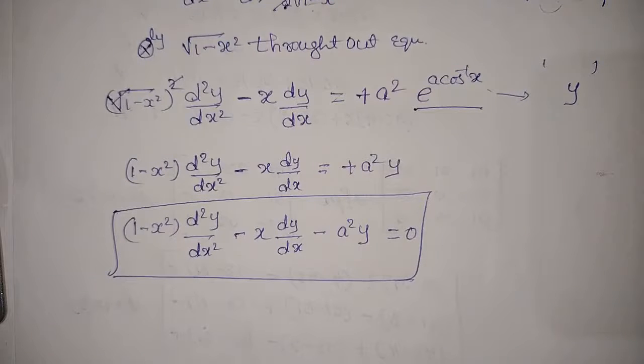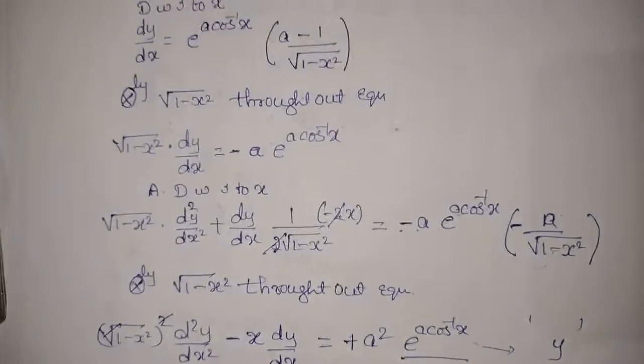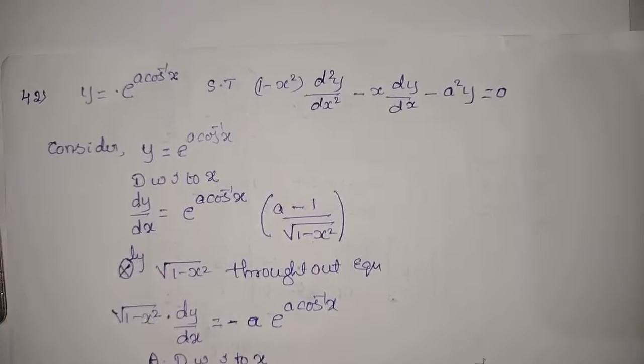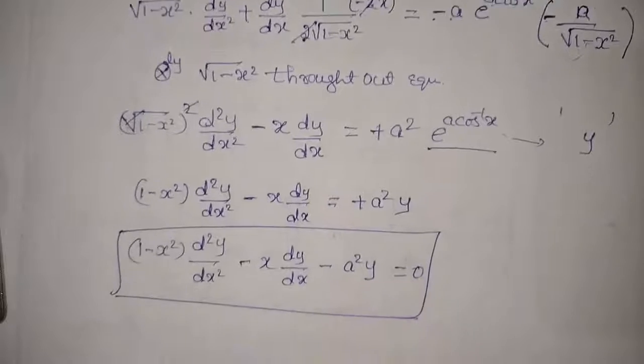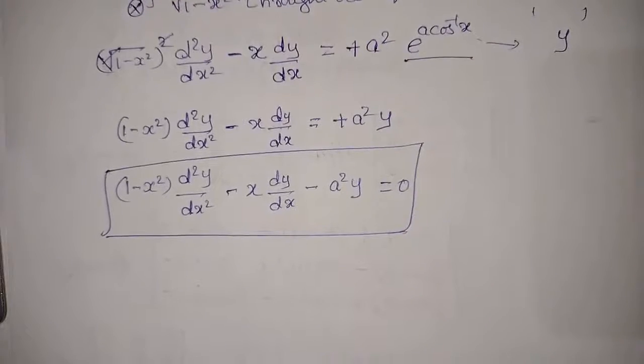See, observe, the given problem is 1 minus x square into d square y by dx square, minus x into dy by dx, minus a square y, and our result is also the same. Our result is also the same. Clear? Yes. Write it down, copy it. So after question number 42, next we go for 43. Question number 43.